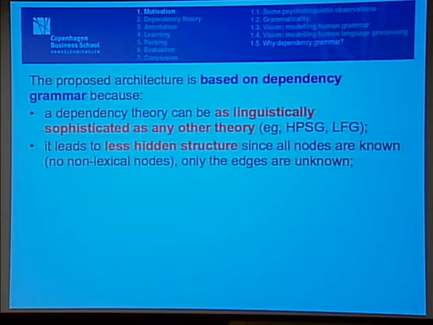But it has the advantage that there's less hidden structure when you do parsing, because you know all the nodes in advance. There are no non-lexical nodes, so you don't have to try to guess what the phrasal nodes are. The only unknown structure is the edges that you have in the structure. It sort of reduces the problem to having only the edges as the unknown. You do allow empty lexical nodes, though, is that right?